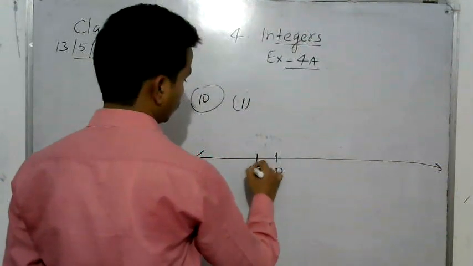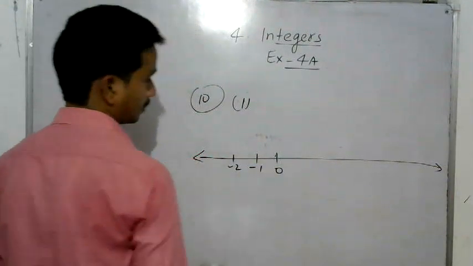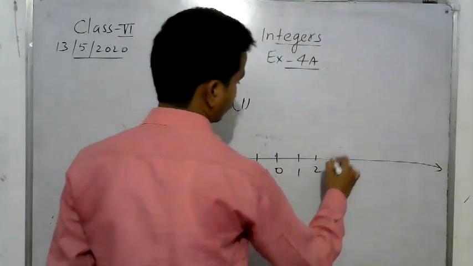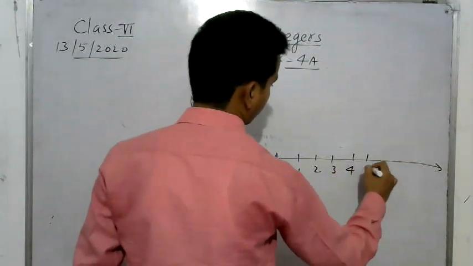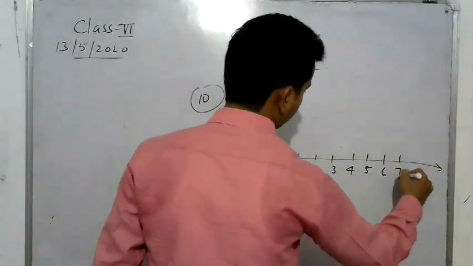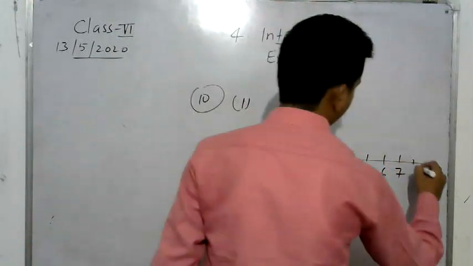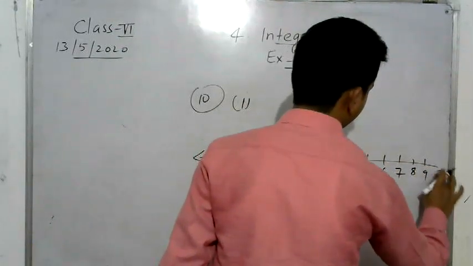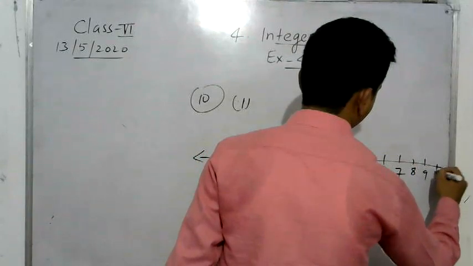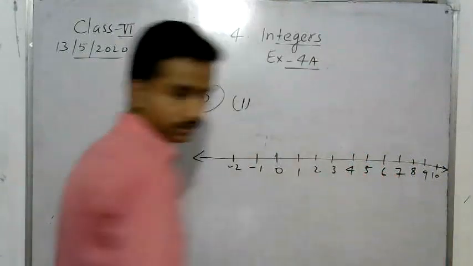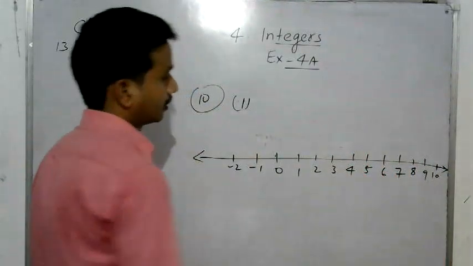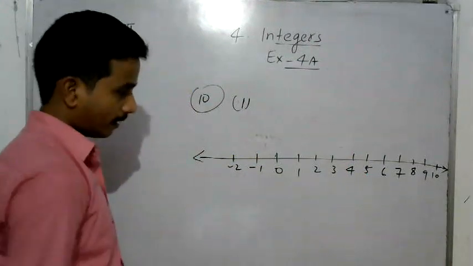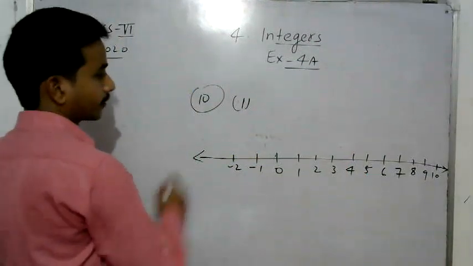Here is 0, -1, -2. And here is 1, 2, 3, 4, 5, 6, 7, 8, 9, 10. Okay? 8, 9, 10. So we have marked the number line.